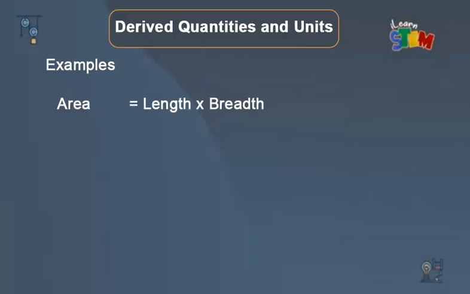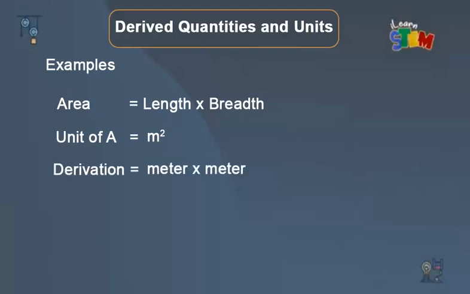Now, the unit of area, meter squared, is derived by multiplying the unit of length by the unit of breadth. Therefore, the unit is meter squared. That is, the unit of length, meter, multiplied by the unit of breadth, meter.